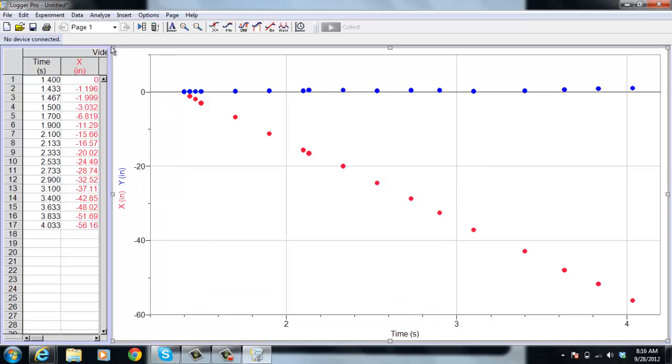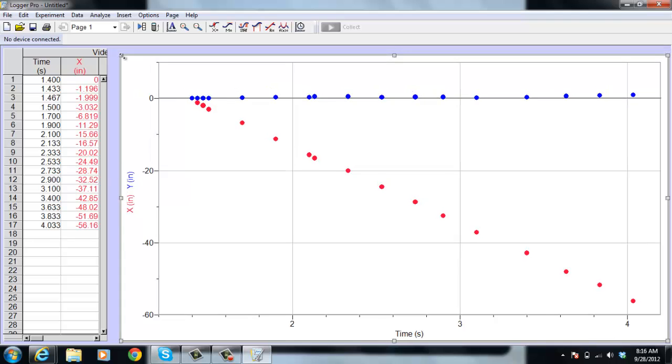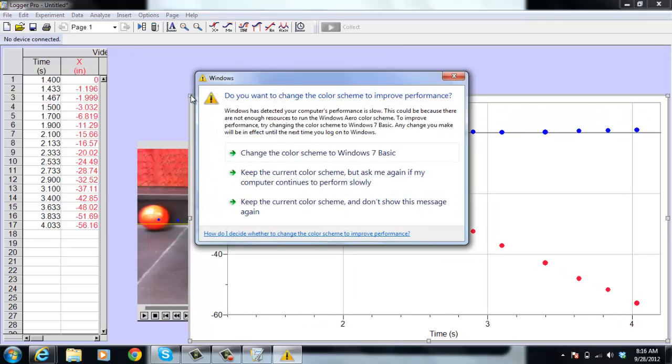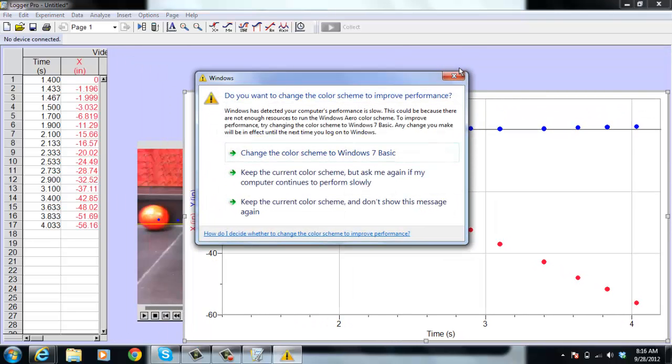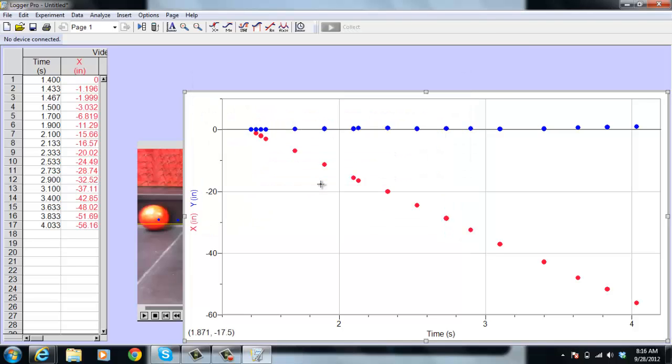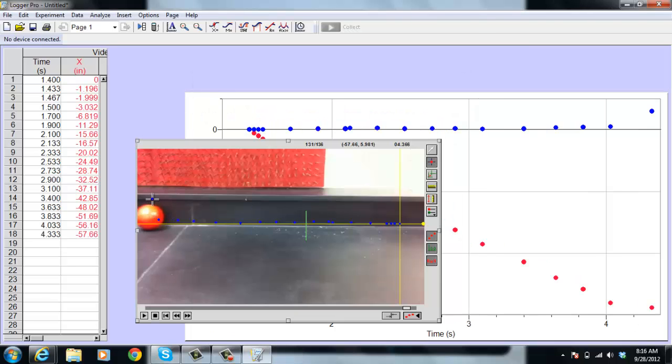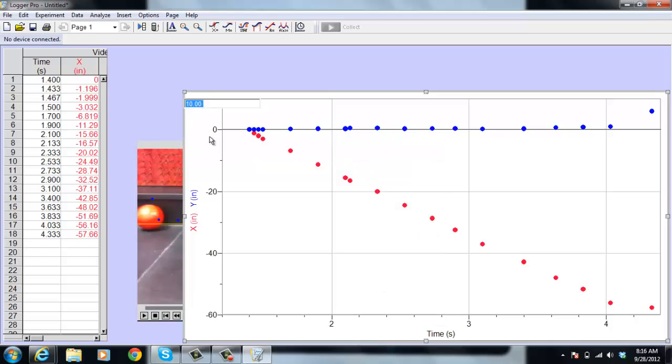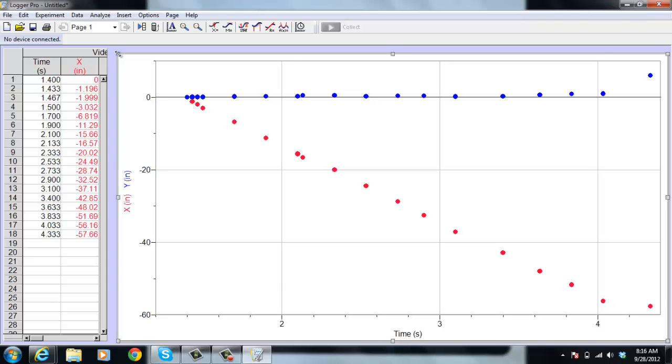If you want that movie back, just come up here to the corner, shrink this down, and you can pull that video back to the front. Okay, but I don't need it right now, so I'm just going to focus on my graph. Alright, so you see a couple of things here.